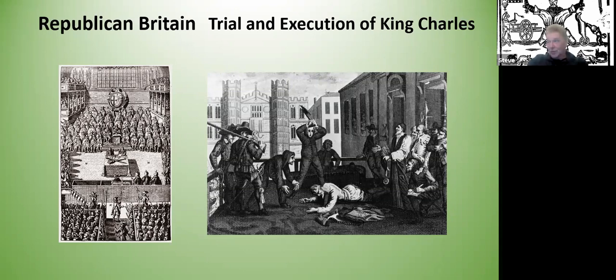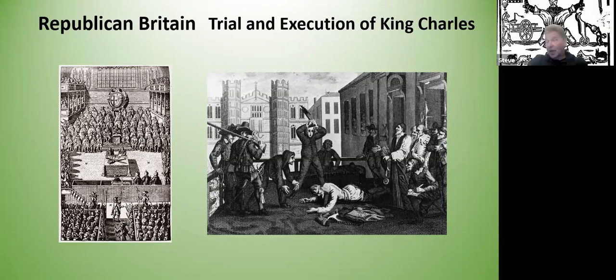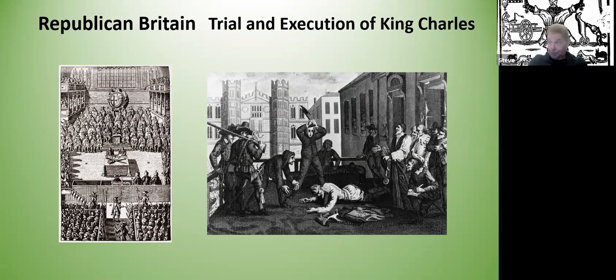A High Court of Justice was specially convened, and a total of 135 commissioners were nominated to sit in judgment, but around 50 refused to participate, and several more withdrew once the proceedings had begun. Charles refused to answer any of the charges against him. He refused to recognise the court, and challenged the House of Commons on their authority to represent the people of England.